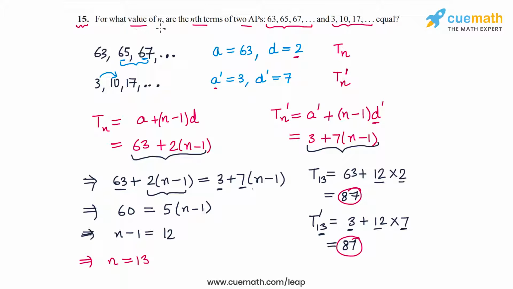So the answer is that for n equal to 13, the nth terms are equal in the two APs, and that solves question 15.